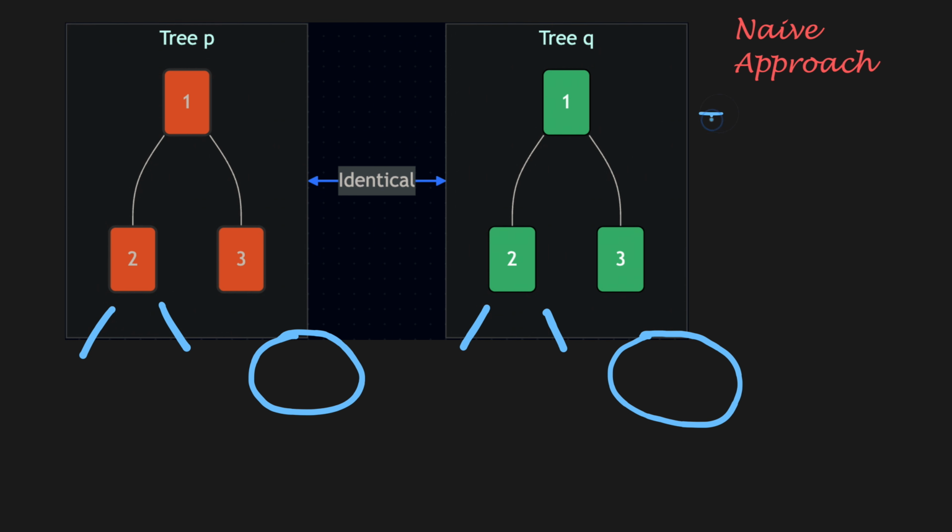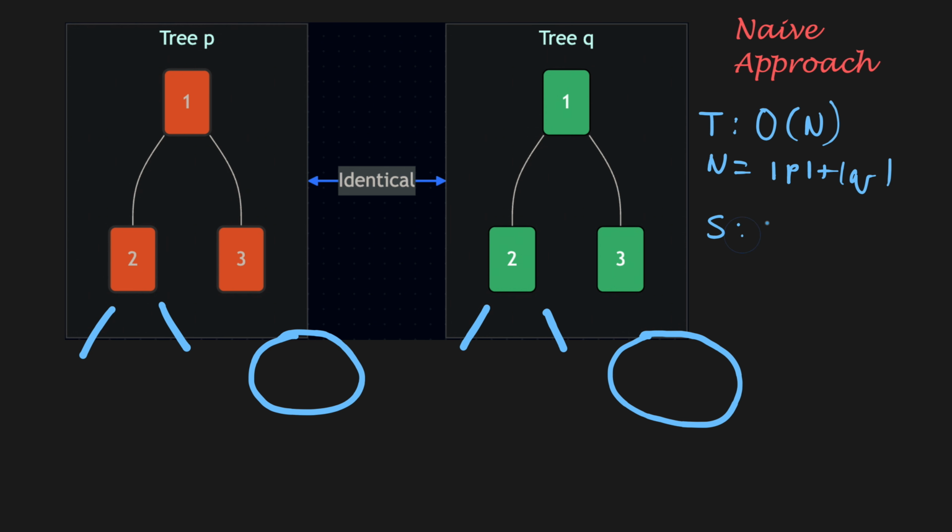Now the time complexity of this approach is O of n, where n is the sum of all the nodes in tree P and tree Q. Because in the worst case, if the trees are identical, we have to visit every node in the trees at least once. So the time complexity is directly proportional to the number of nodes in both the trees.